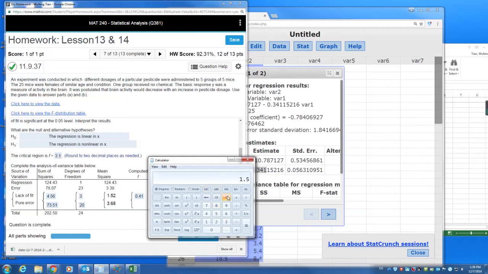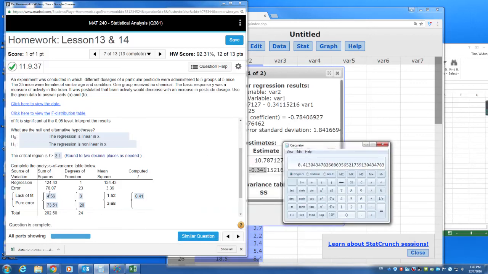So 1.52 divided by 3.68 will give you this number. Okay, this 3 comes from 5 groups, 5 minus 2. You got 3 degrees, and then 23 minus 3 equals 20. Then the only thing you don't know yet is this one.